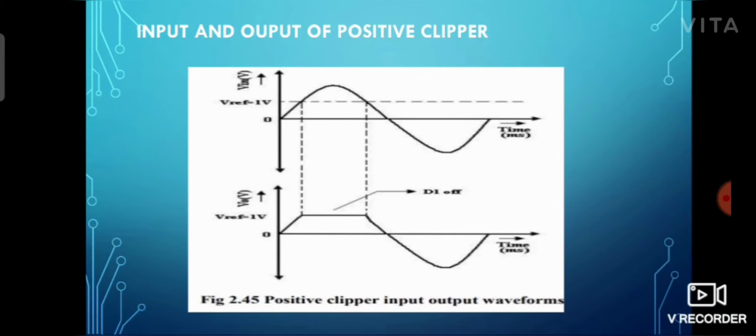Here the V reference is set to 1 volt. As we can see, the diode conducts until the input voltage reaches 1 volt and it becomes off. So the line becomes a straight line, and when V input goes down to 1 volt again, it starts conduction again. The input above the reference voltage is clipped off from the positive half cycle.